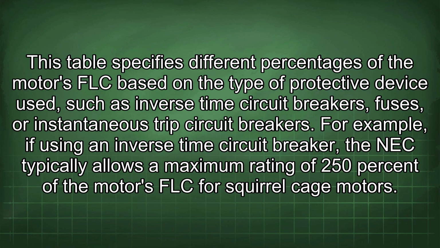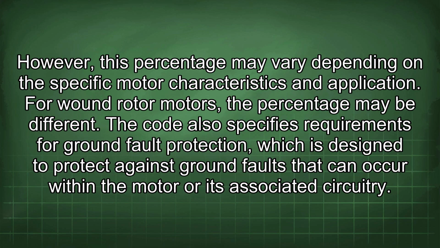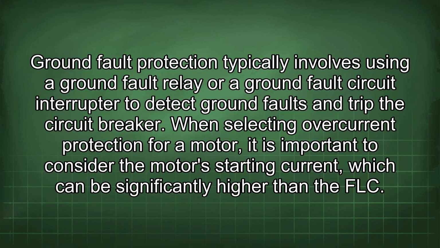For example, if using an inverse time circuit breaker, the NEC typically allows a maximum rating of 250% of the motor's FLC for squirrel cage motors. However, this percentage may vary depending on the specific motor characteristics and application. For wound rotor motors, the percentage may be different. The code also specifies requirements for ground fault protection, which is designed to protect against ground faults that can occur within the motor or its associated circuitry. Ground fault protection typically involves using a ground fault relay or a ground fault circuit interrupter to detect ground faults and trip the circuit breaker.